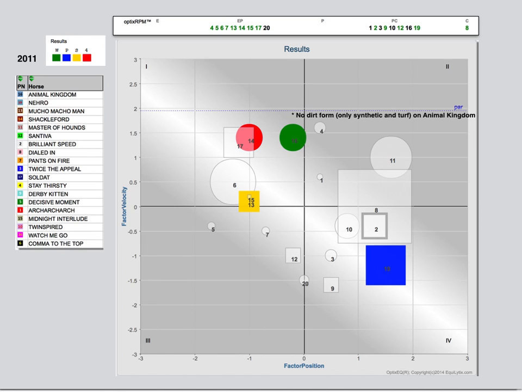2011, you see number 16 was Animal Kingdom. He's the green. He had no dirt form. So typically I would look at an Animal Kingdom and think he'd be more of a square, just kind of the way he runs and his run style. So I don't know if this was really a fair plot. It was more an exception than the rule. And again, you see the Quadrant 4 horse, I think it was number 16, Nehro, got up for the place, and he was a Quadrant 4 square.